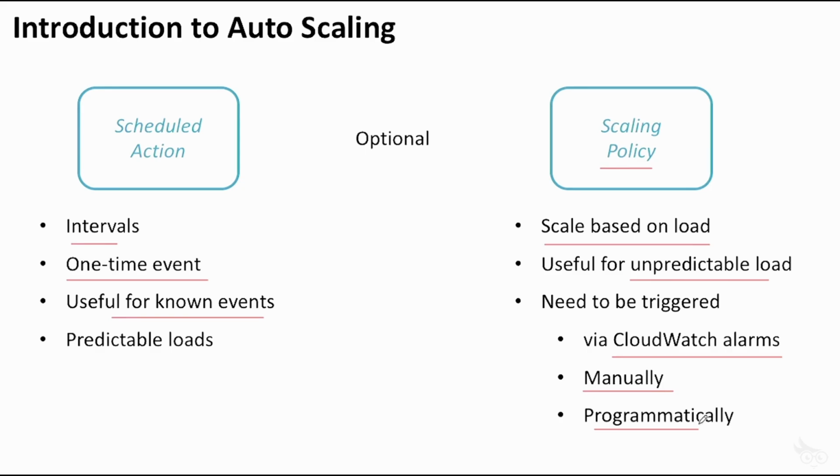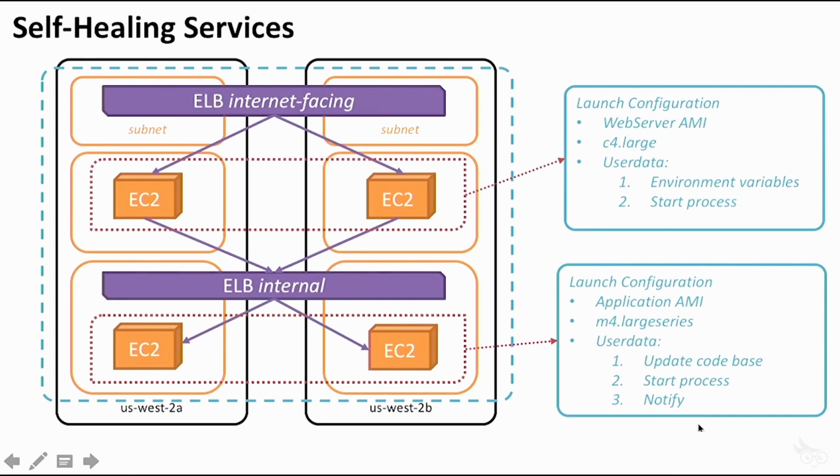Maybe the application is smart enough to know that it's time to scale, and it can trigger the scaling policy. So leveraging the elastic load balancer, leveraging auto-scaling, leveraging our launch configurations, we can achieve what we call self-healing services. I don't know about you, but I personally don't really like being woken up at 2 o'clock in the morning to go in and reinstall and reconfigure Apache because our server failed.